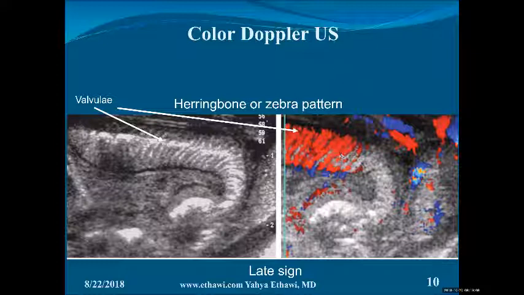More severe, almost dead, is the zebra sign, where the blood is everywhere, with severe inflammation, and it looks like cross lines on the bowel wall. And this is most of the time dead bowel. They call it herringbone or zebra pattern. The color Doppler appears like villi or like projections. This is a very late sign, almost like dead bowel.